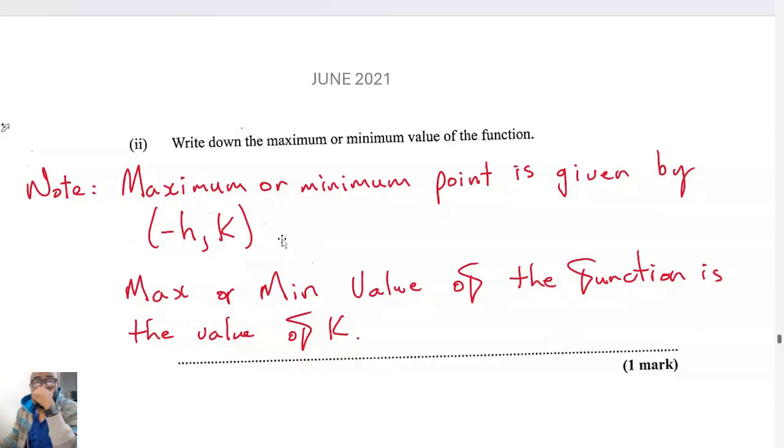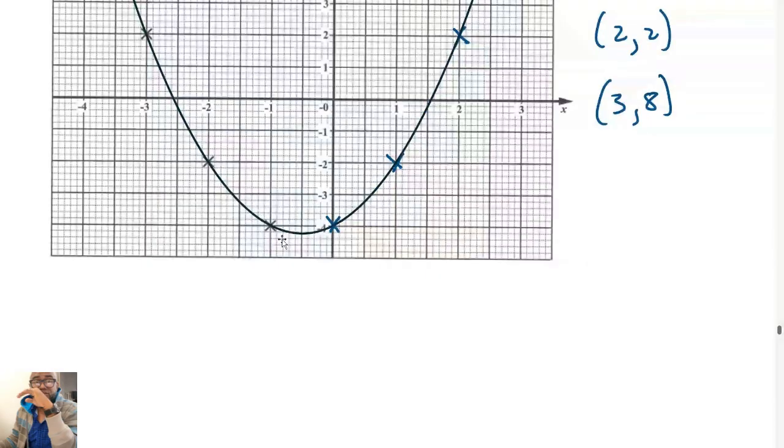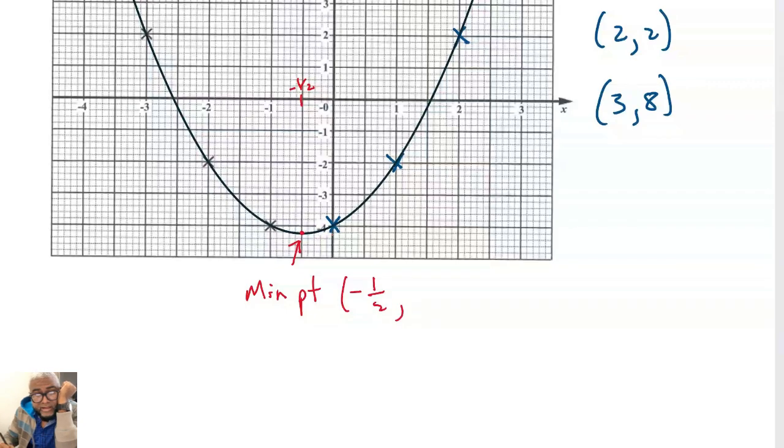So we have to try and figure out what's the lowest value on this curve. I'm just scrolling up for a minute here. I'll come back for you all to finish writing. So the lowest value here, this point here, is what we're looking at. This coordinate here would be -1/2. So this is your minimum point: -1/2, comma, here will be -4.2.